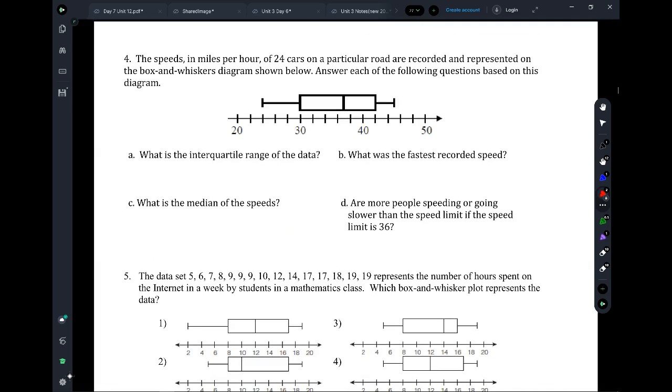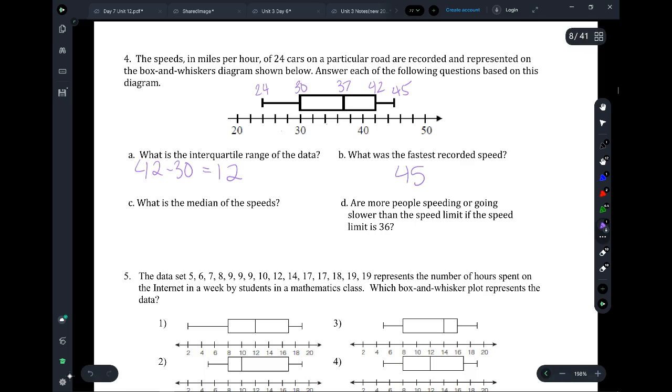The speeds in miles per hour of 24 cars on a particular road are recorded below. Answer the following. What is our interquartile range? Let's look at our scale. 2, 4, 6, 8, 10. All right, so this looks like 24, 30, 2, 4, 6. So this would be 37, 42, and then it looks like our fastest is about 45. So if I want my interquartile range, that is Q3 minus Q1. If I want the fastest, that's the maximum speed on this road that we recorded, which would be 45 miles per hour. The median is the one in the middle.